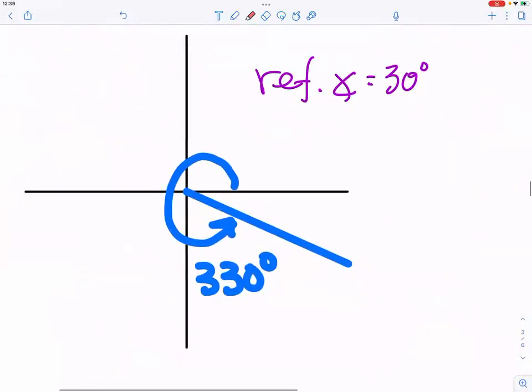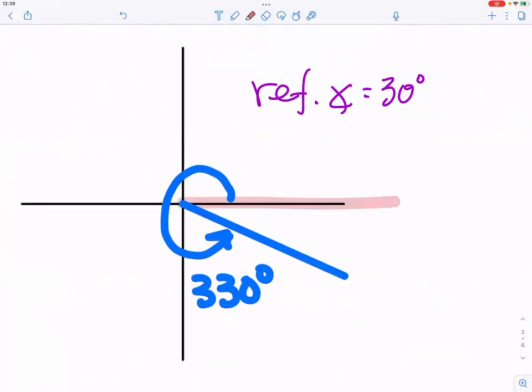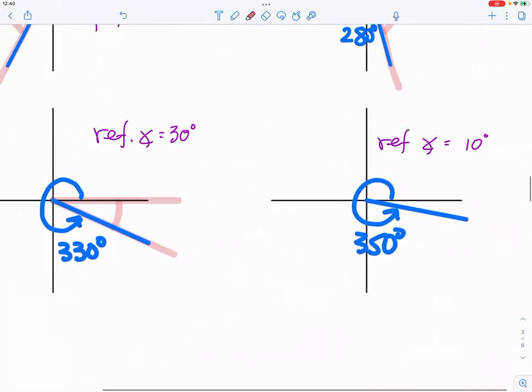Okay. For this one, the 30-degree angle will be from the x-axis to the terminal side. That is the 30-degree angle. And this is the 10-degree angle. Question? Very good.